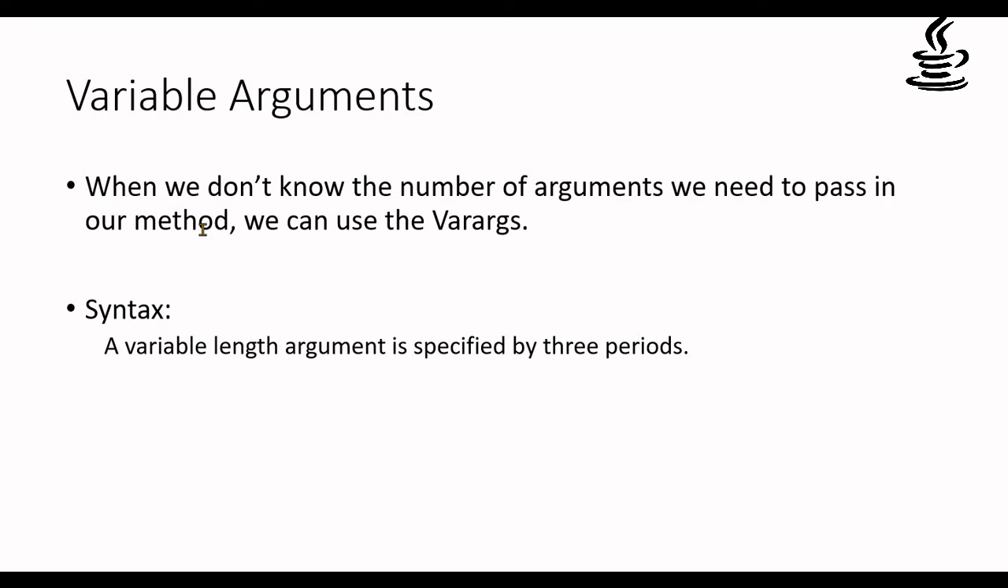So the general application is when we don't know the number of arguments we need to pass in our method, we use the Varargs or variable argument. And to convert any argument into a variable argument, we use 3 dots before it.